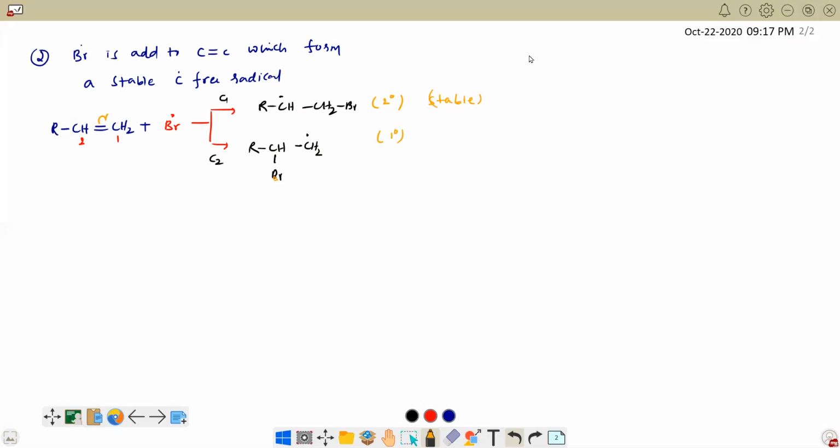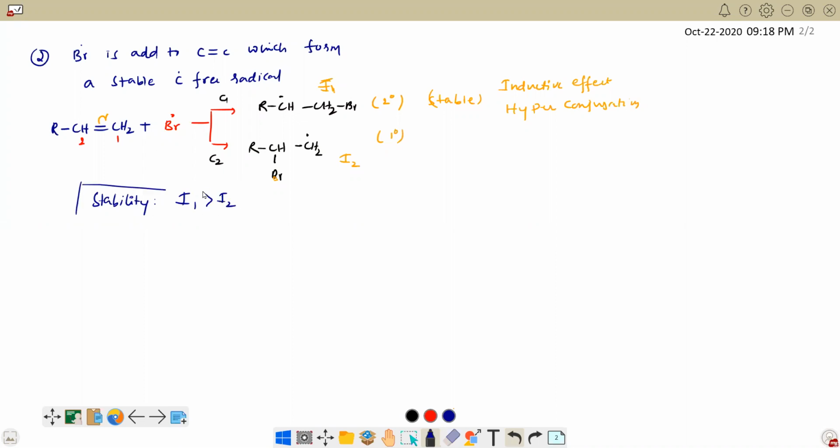What are the factors for providing stability of this radical? One factor is hyperconjugation, the other is inductive effect. Inductive effect is less, but hyperconjugation is more for stability of radicals. So I can say this is intermediate 1, I1, and this is I2. Comparing stability, intermediate 1 is more stable than intermediate 2.